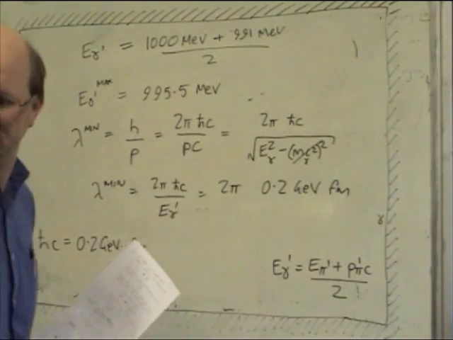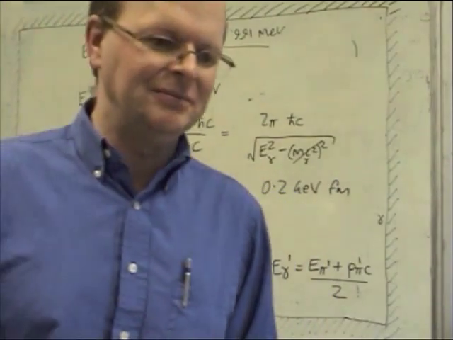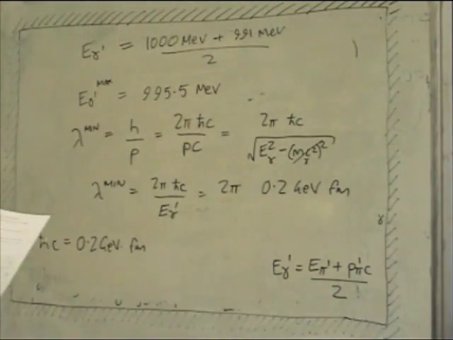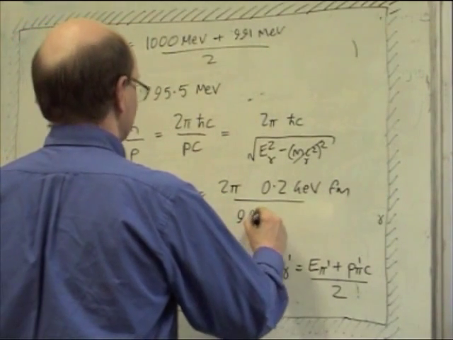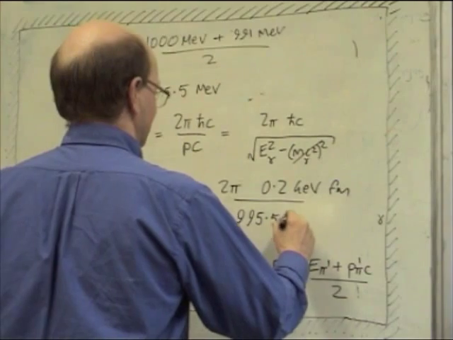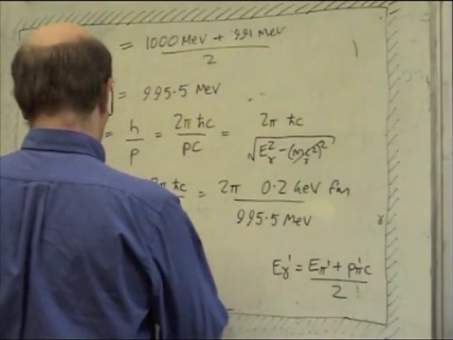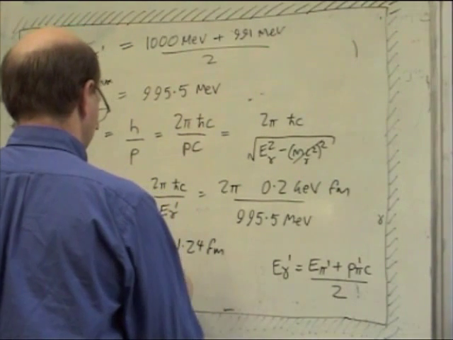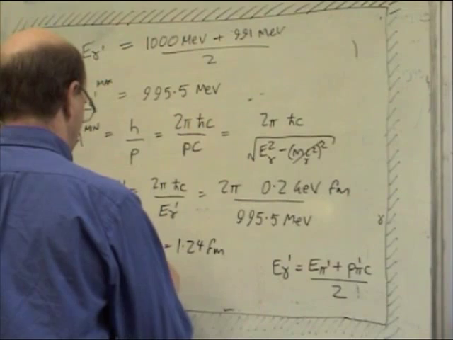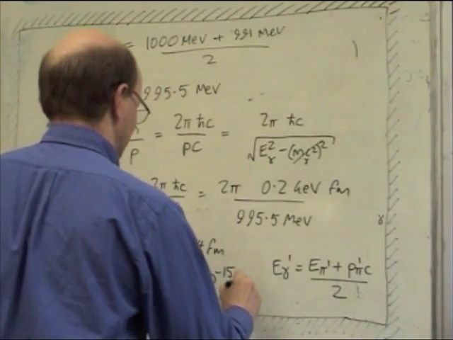The reason that's useful is because you avoid having to calculate wavelengths in meters. As we'll discover, the number of meters in this wavelength is tiny. And then we divide that by our energy, which is 995.5 MeV, and you get a wavelength of 1.24 femtometers. So that's 1.24 times 10 to the minus 15 meters.